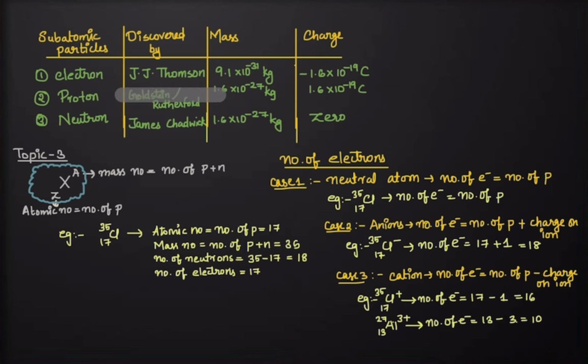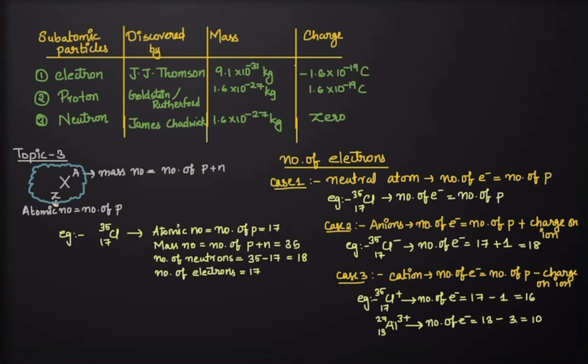In case of the proton, Goldstein or Rutherford discovered the proton, and its mass is equal to 1.6 times 10 raised to minus 27 kilogram, which is approximately equal to the mass of the neutron. Mass of neutron is also 1.6 times 10 raised to minus 27 kilogram. The charge of the proton is 1.6 times 10 raised to minus 19 coulomb, and the charge of the neutron is 0. The neutron was discovered by James Chadwick.